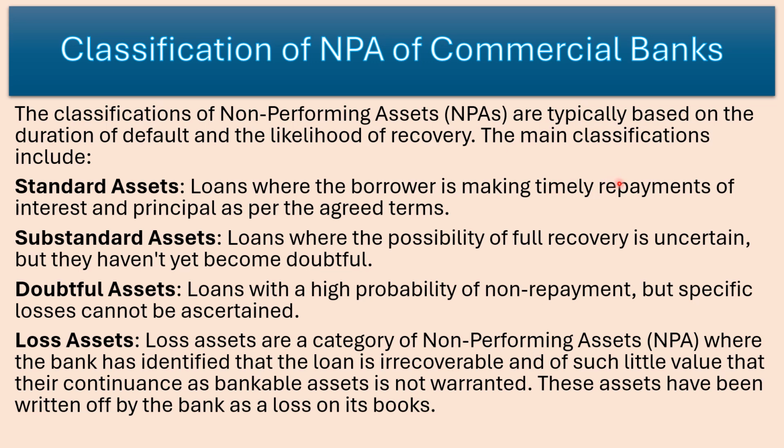Substandard assets, loans where the possibility of full recovery is uncertain, but they have not yet become doubtful. For example, a business loan where the borrower's financial condition deteriorates, affecting repayment capacity. Doubtful assets, loans with a high probability of non-repayment, but specific losses cannot be ascertained. For example, a loan to a company facing bankruptcy proceedings where recovery is uncertain.